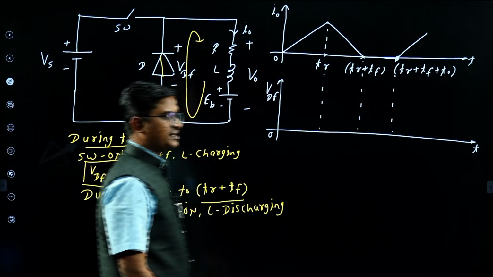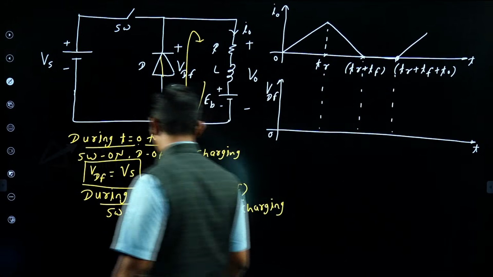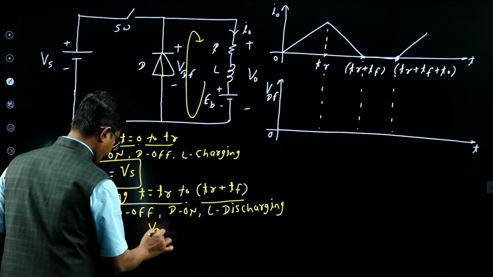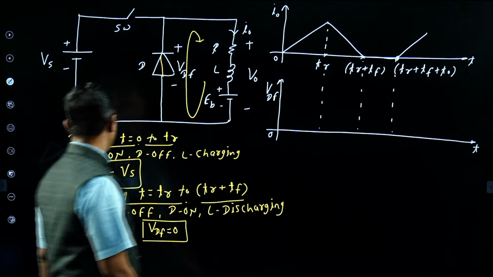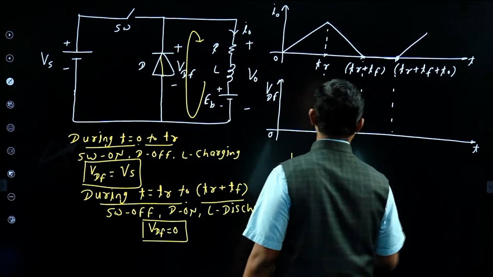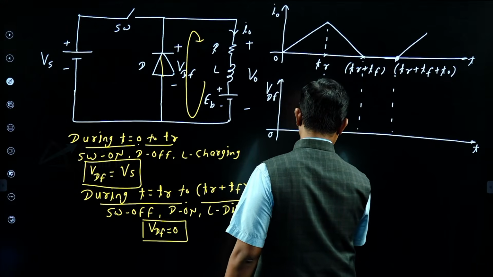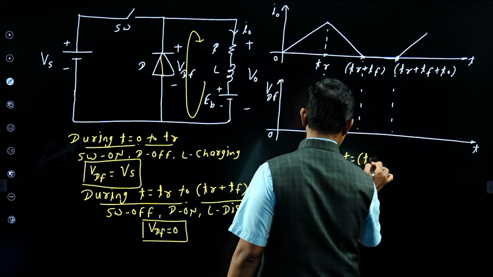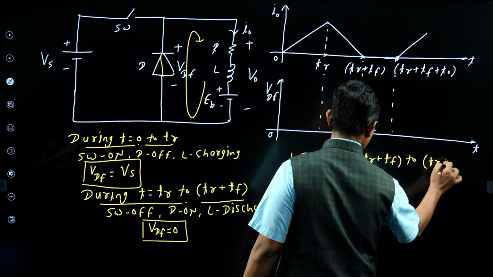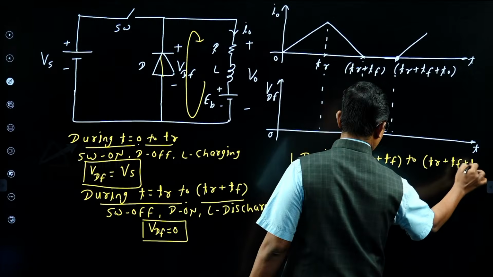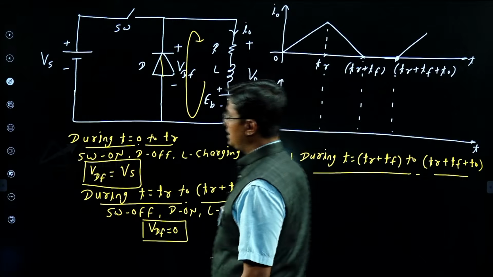Tell me, if inductor discharge, diode is in a conduction mode, what is the VDF? 0. Voltage across diode will be 0. Right? VDF is 0. And third case, third interval, during T equal to TR plus TF to TR plus TF plus T0. During this interval, what will happen?